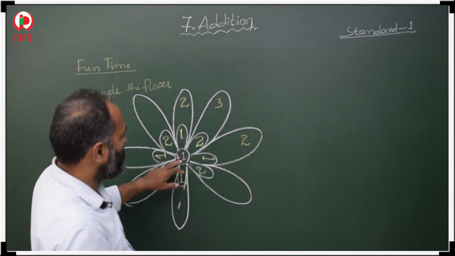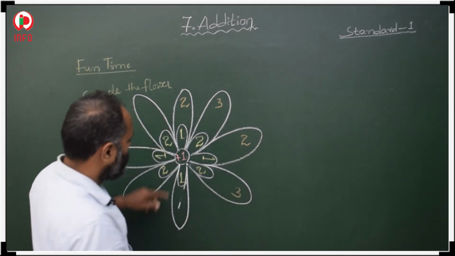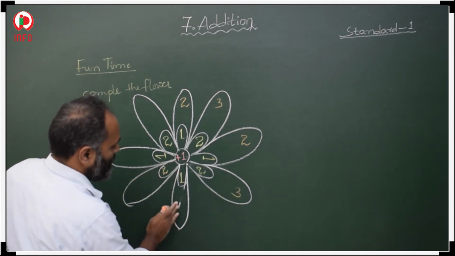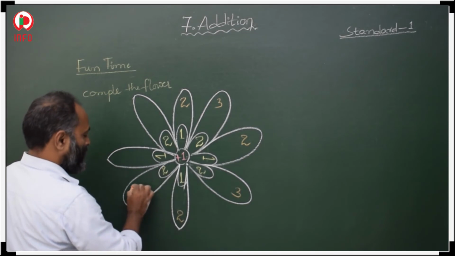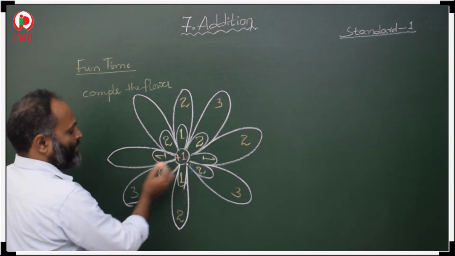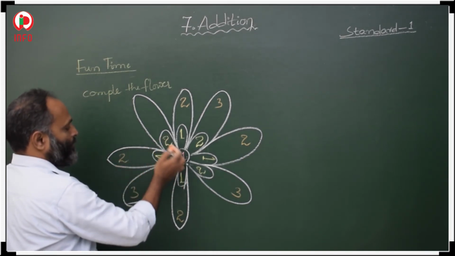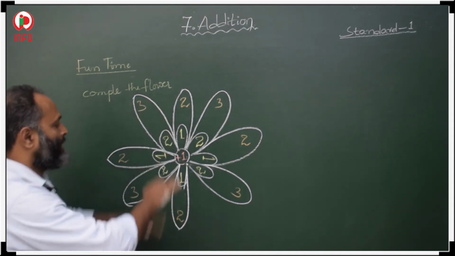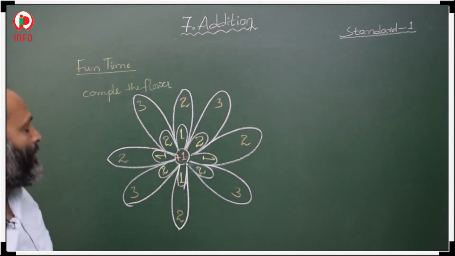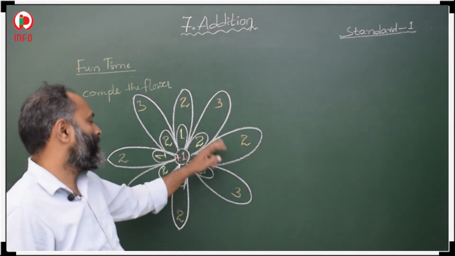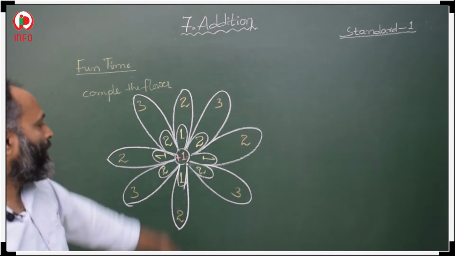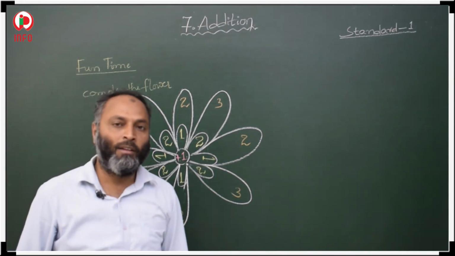2 plus 1, 3. 1 plus 1, 2. 2 plus 1, 3. So in this way we have to complete the flower. We have to add these two, and write our answer here. So in this way, completely complete your flower. Okay, add and write your answers.